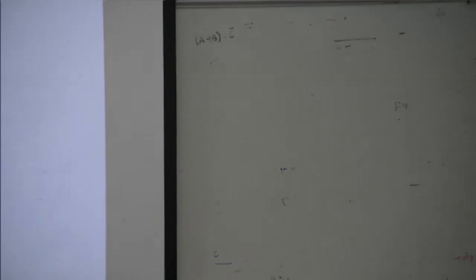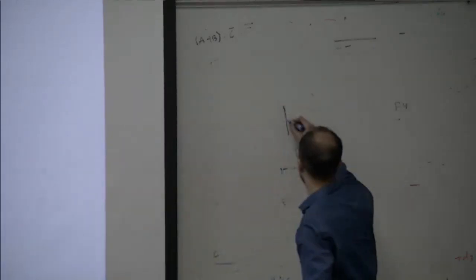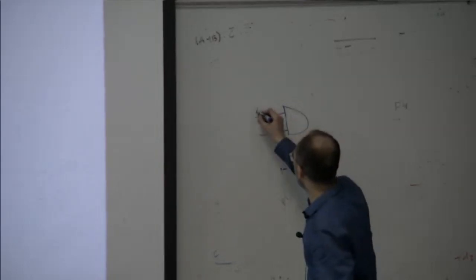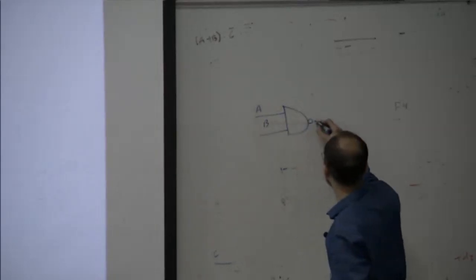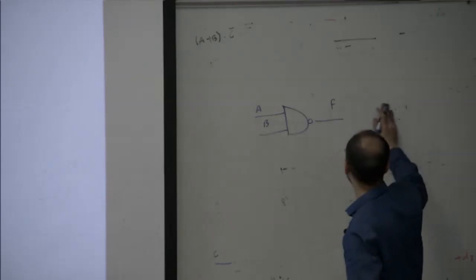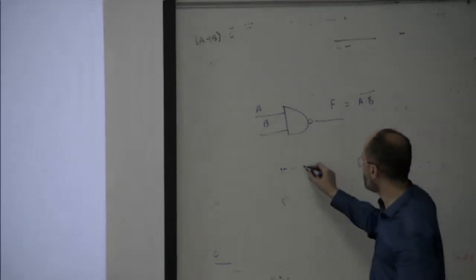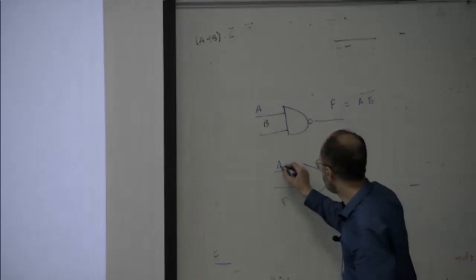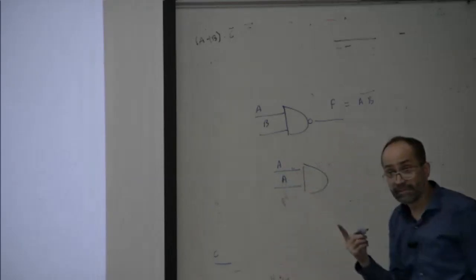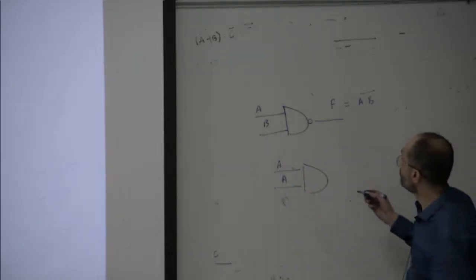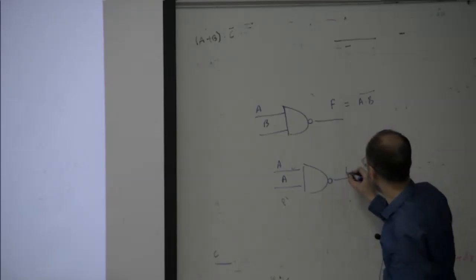Now we have a NAND gate. Typically, the NAND gate has inputs A, B. What is output F? A dot B whole bar. But if we make something like this, instead of A and B, we put A and A. They are the same signal. And let's assume this is F2.